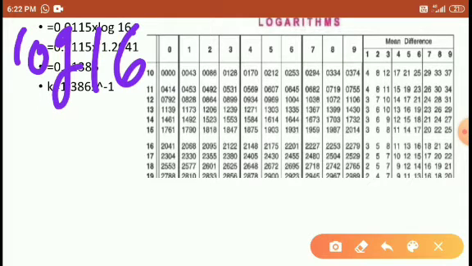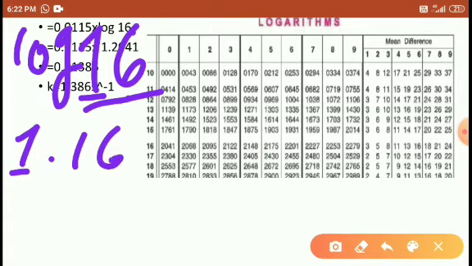log 16. The point is here, how many digits are there? 1, 6. Only 2 digits are there. So less than 2 is 1. So you have to write it as 1 point. 1.16. If the point is after 2 digits, then you have to use initial Mantissa size 1.